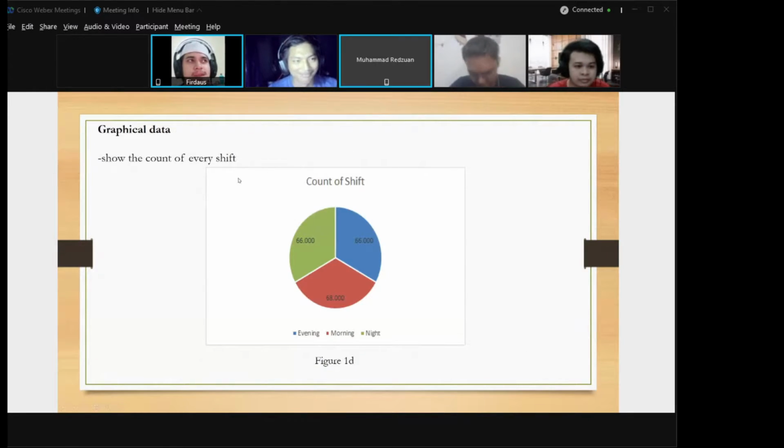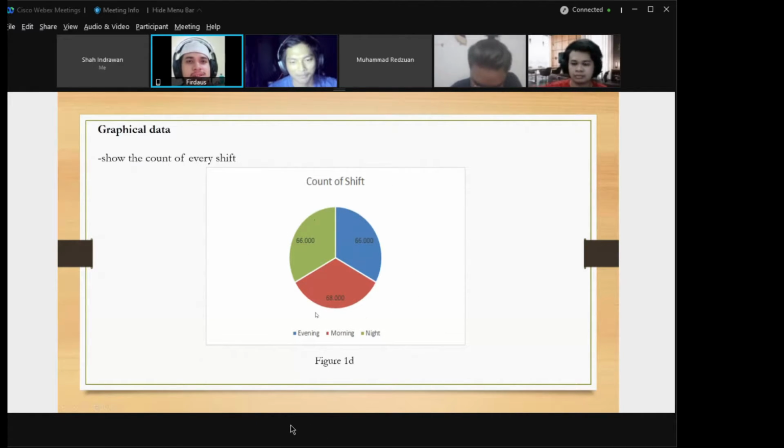Next, last but not least, is graphical data. As we all can see here, it is a pie chart of time. For the first color, green is for night. The blue one is for evening, and the red one is for morning.